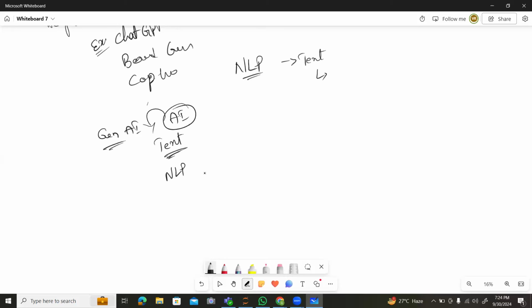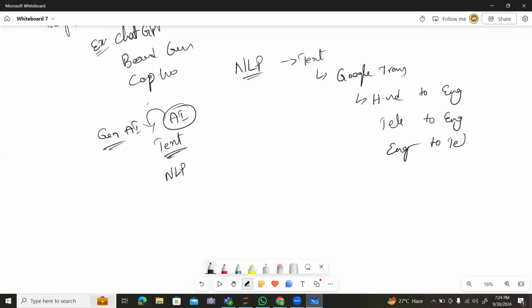As a language translator, like we have Google Translator, right? Google Translator is also one type of application of natural language processing, which translates one language to another. From Hindi to English, or from Telugu to English, or you can translate from English to Hindi or Telugu, whatever is presented. So it can easily translate from one format to another. This is language related in nature.